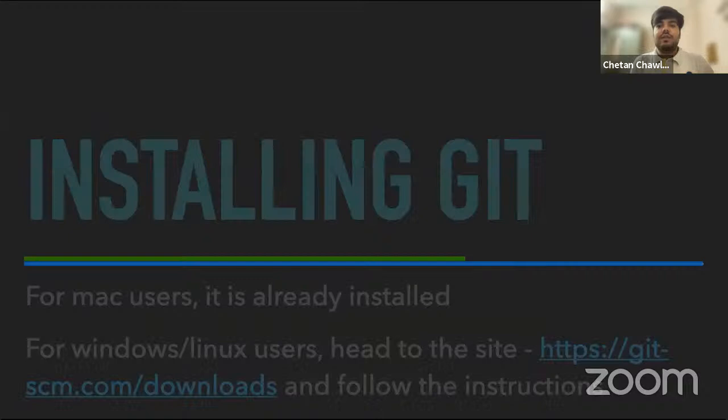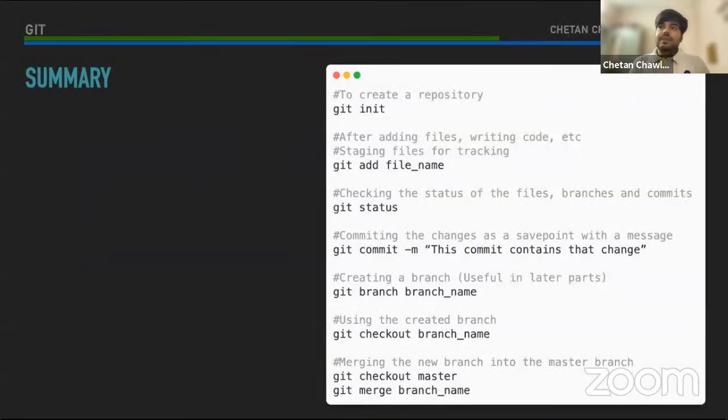Yes, it's fine. So we have this summary that we did. We created a repository using git init. We added file names using git add. We checked the status using git status. We did the commit using git commit. And we did branching using git branch. And using the created branch, we did git checkout to move to that branch. And for merging that branch, we did checkout on the master branch and merged the branch.